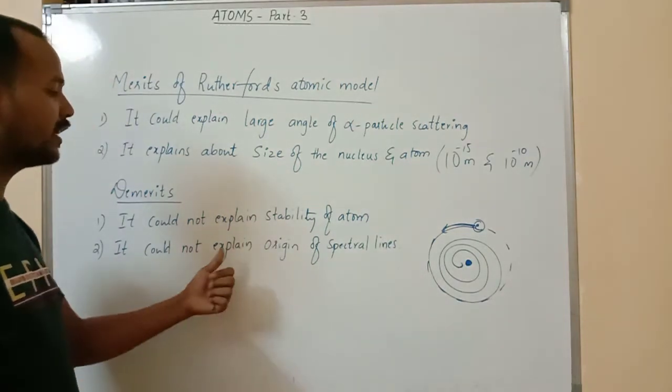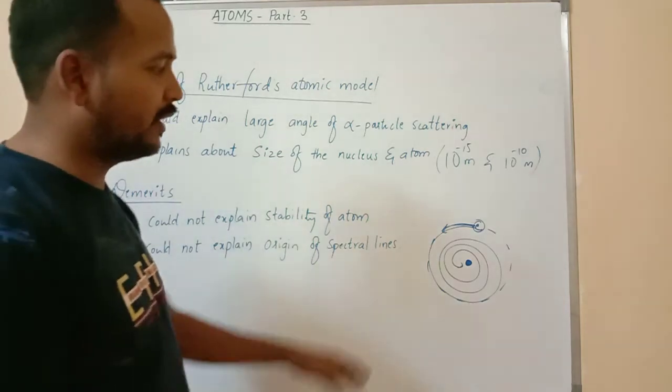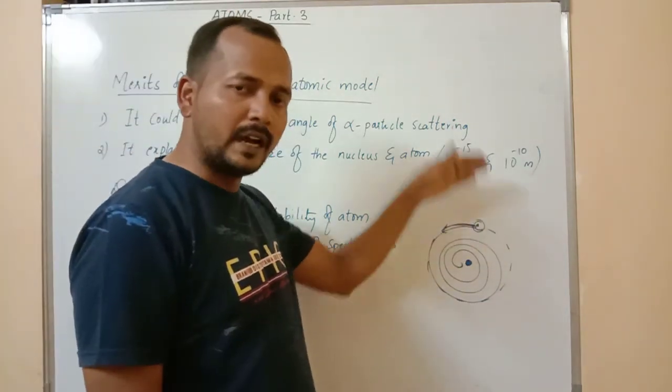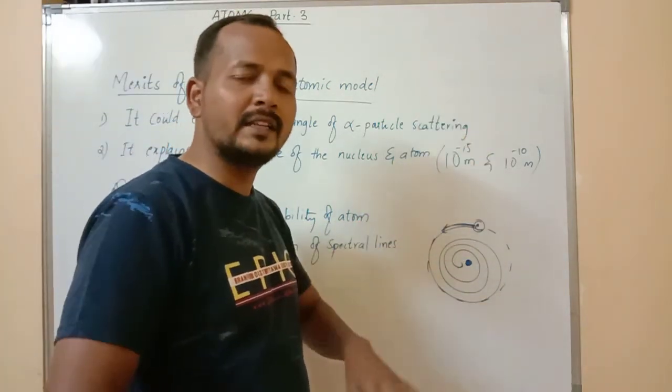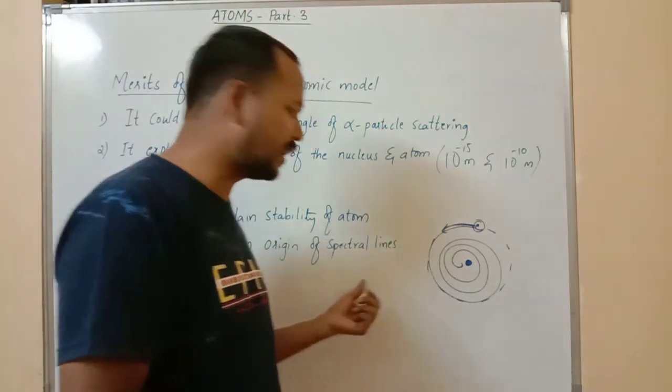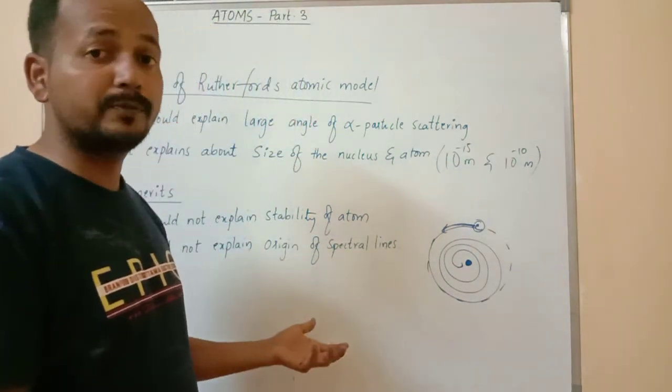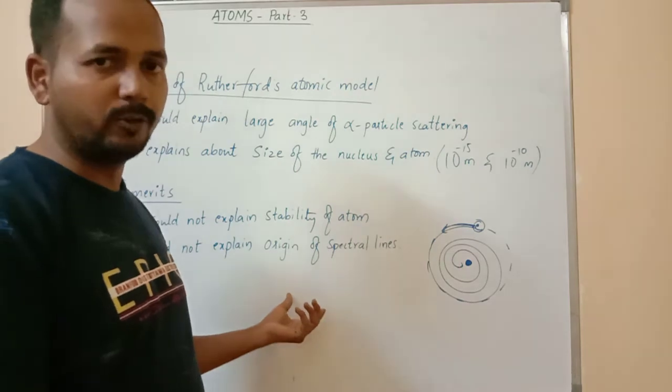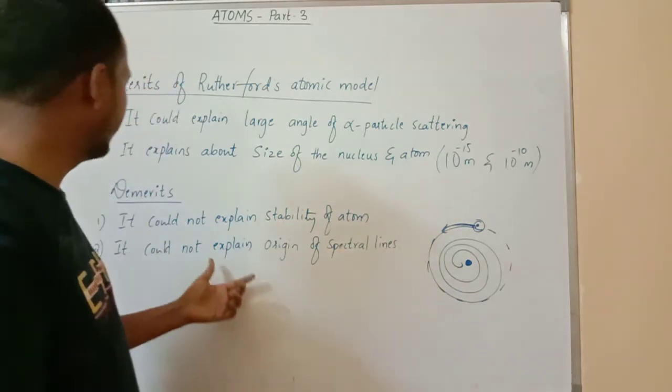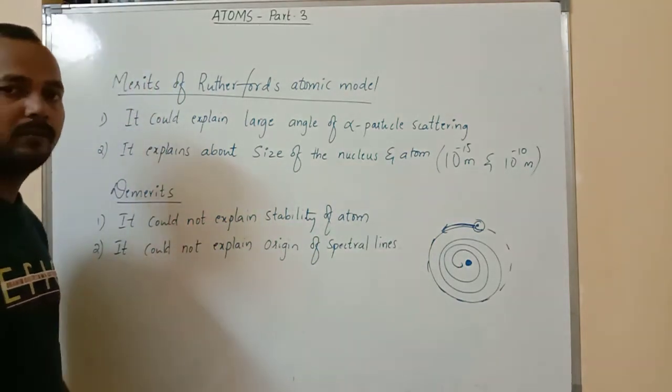Second one, it could not explain the origin of spectral lines. Whenever electrons jump from a higher energy orbit to a lower energy orbit, they radiate energy. During that, spectral lines are produced. But exactly how they are produced, Rutherford could not explain. That is the drawback, or demerits, of the Rutherford atomic model.